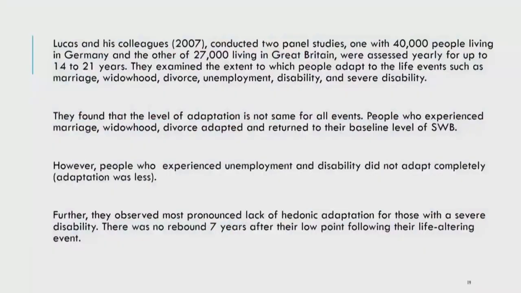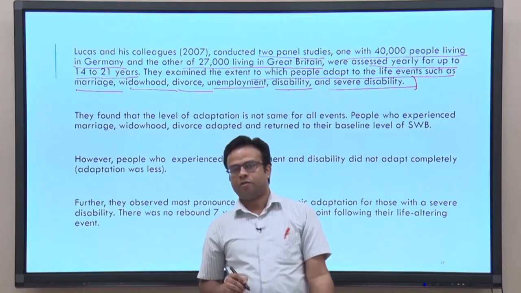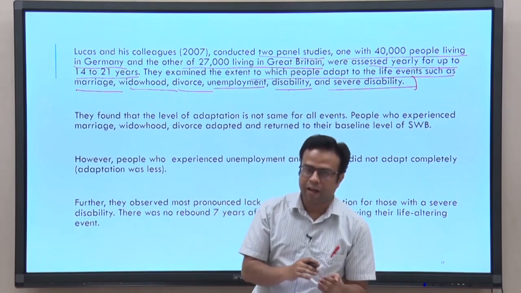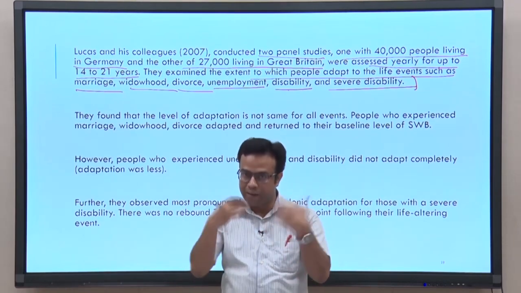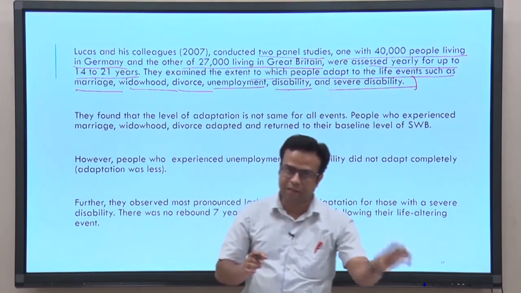For example, one large scale study by Lucas and his colleagues in 2007 conducted two panel studies, one with 40,000 people living in Germany and another with 27,000 people in Britain. They assessed them yearly for up to 14 to 21 years. It is longitudinal data, and they examined the extent to which these people adapt to various life events such as marriage, widowhood, divorce, unemployment, disability and severe disability. They tried to see whether the rate of adaptation is the same for all types of events, or whether the type of event also determines the adaptation rate.